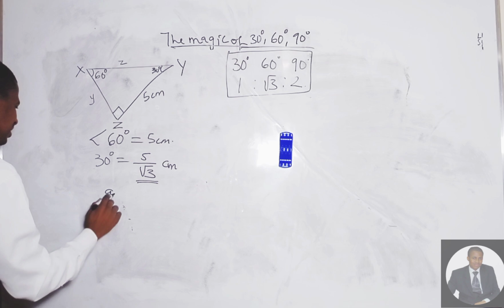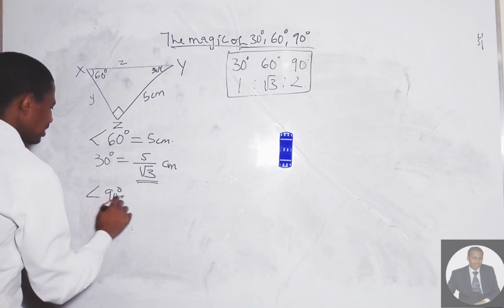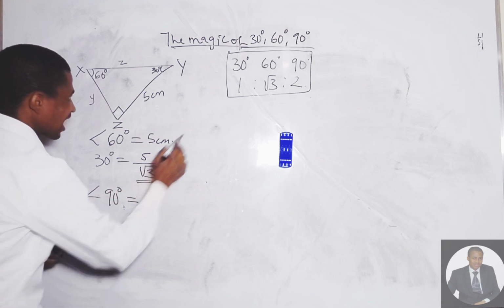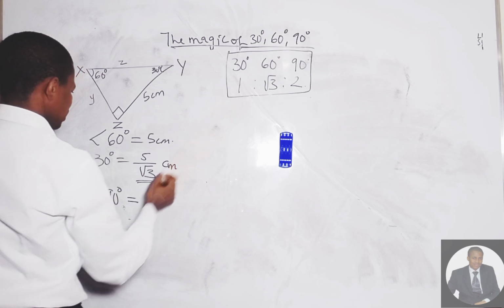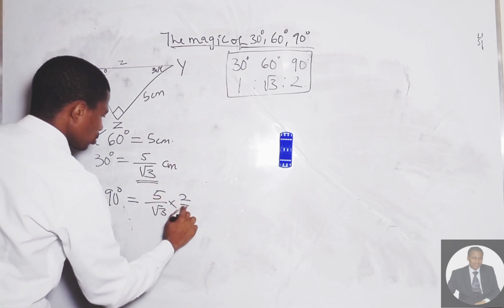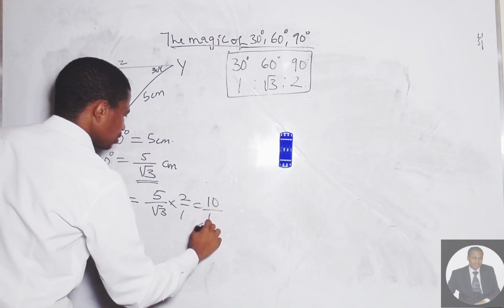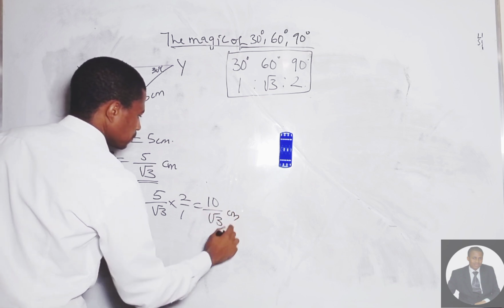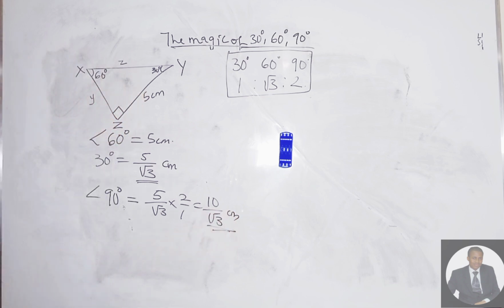Now to get 90 degrees, we should not forget that it is 2 times whatever 30 degrees is. So 5 over root 3 times 2 will give us 10 over root 3. So this is our answer. We could prove it. How can we prove it?